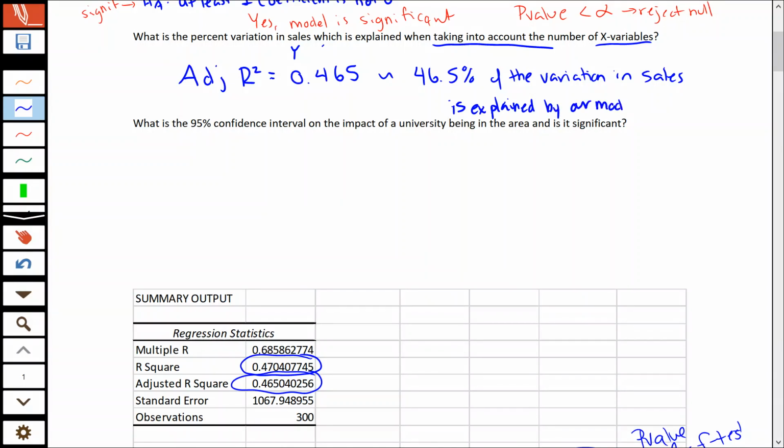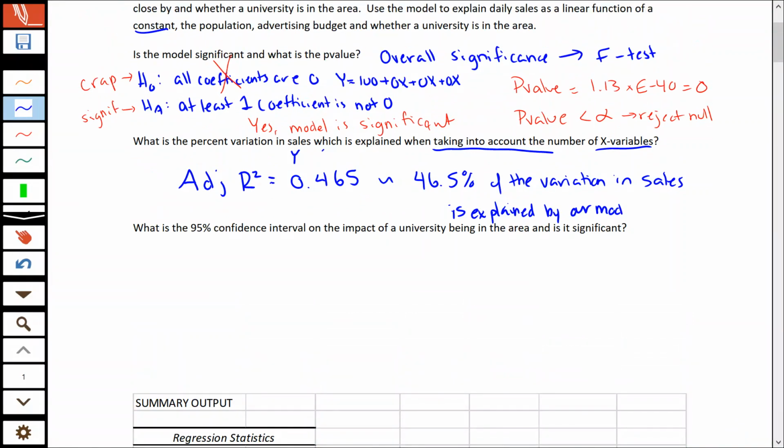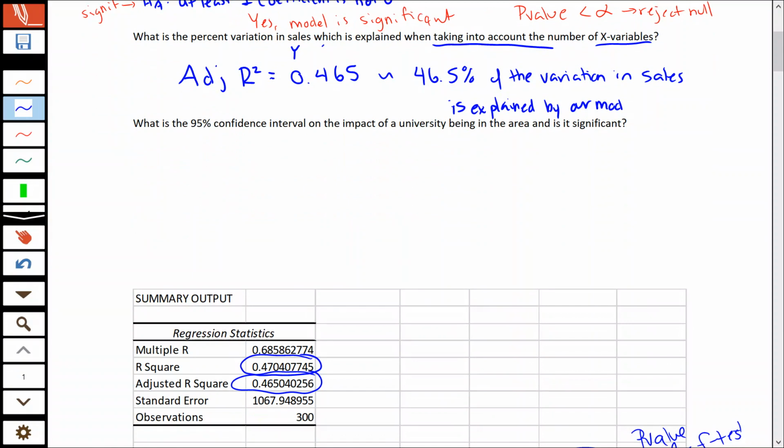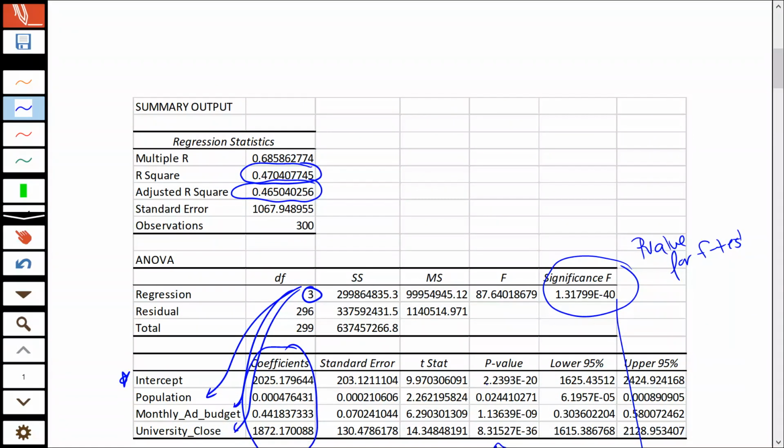Now, this 46% might be amazing if you are looking at something where every model that you've run until now only gives you 10%. But typically we're looking for something better than 46.5, right? This is basically saying, hey, we've only accounted for about half of what's going on with sales by using the variables of population, ad budget, and whether or not there's a university close. So there's something else going on in this problem.